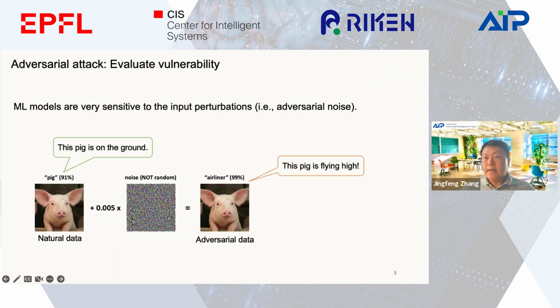Adversarial attack can evaluate the vulnerability of machine learning models. Why? It is because machine learning models are very sensitive to input perturbations. For example, with only small noise, the image of a pig will be wrongly recognized as an airline.